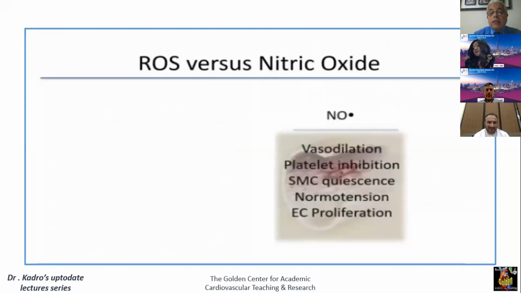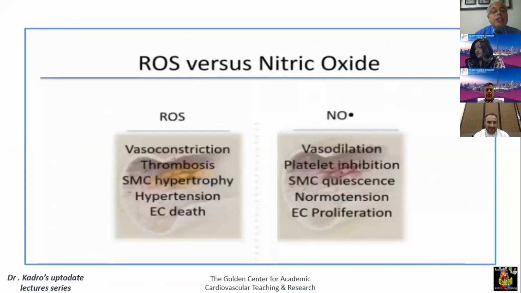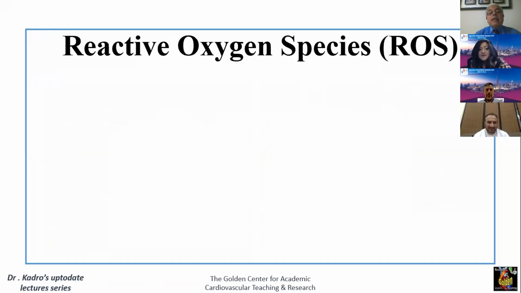We know nitric oxide causes vasodilation, platelet inhibition, smooth muscle quiescence, normotension, and prevents proliferation. However, if we get reactive oxygen species, we get vasoconstriction, thrombosis, smooth muscle hypertrophy, hypertension, and endothelial cell damage or death. And we know they work against each other. Now let's talk about reactive oxygen species.